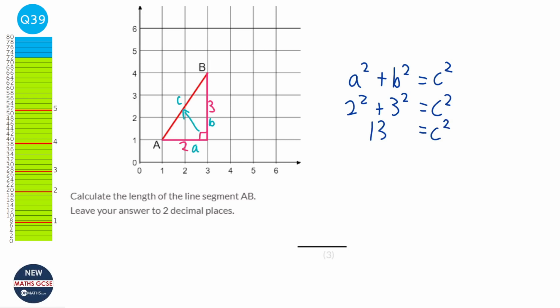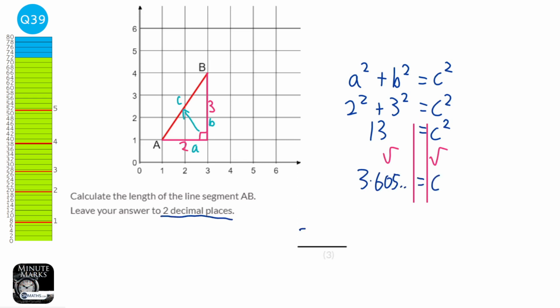And then we're just going to solve that by square rooting both sides. So the square root of 13 is 3.605 and so on. And it asks it to 2 decimal places, so it's going to be 3.61.